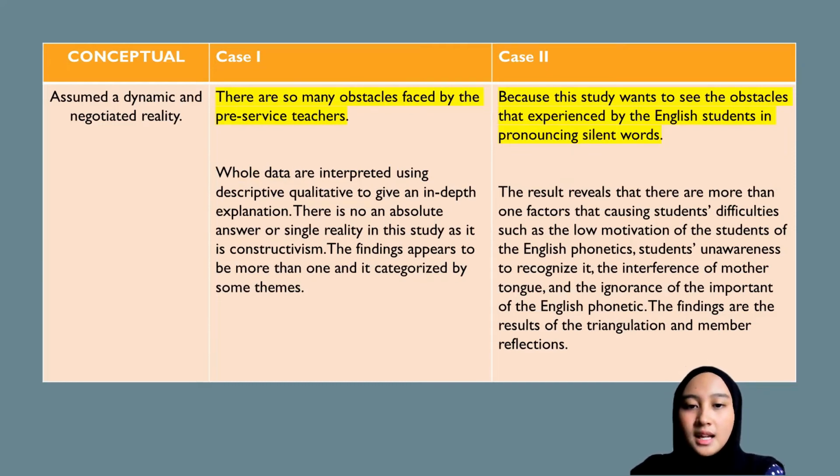In the second case, because the study wants to see the obstacles experienced by English students in pronouncing silent words, the result reveals that there is more than one factor that causes the students' difficulties. There are so many difficulties and obstacles. So it means that there is no absolute reality here.